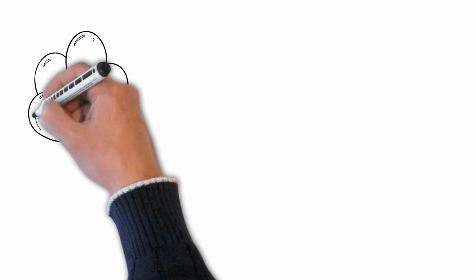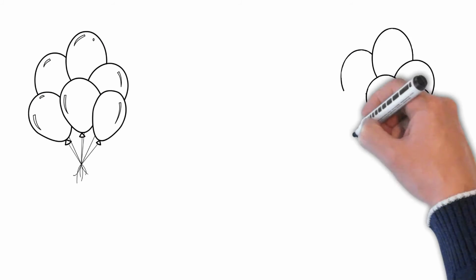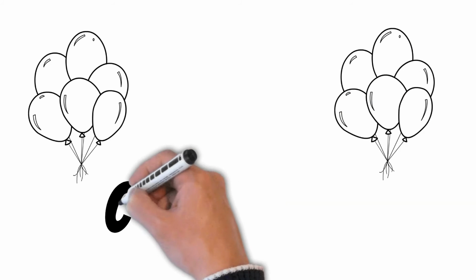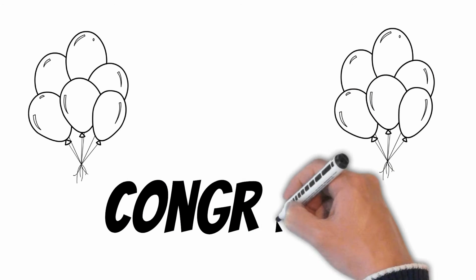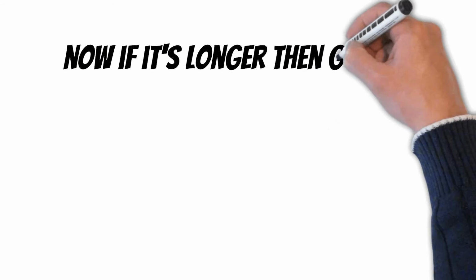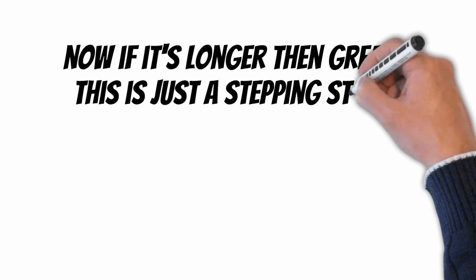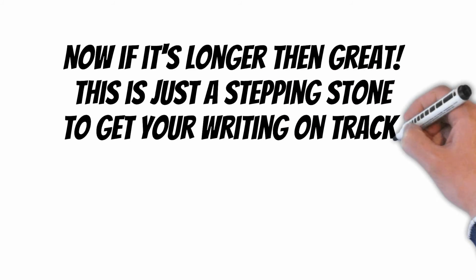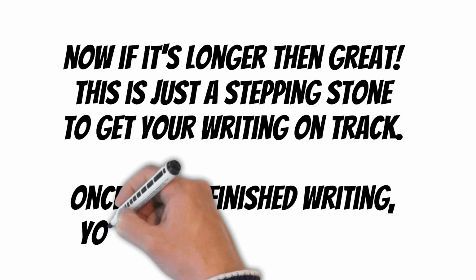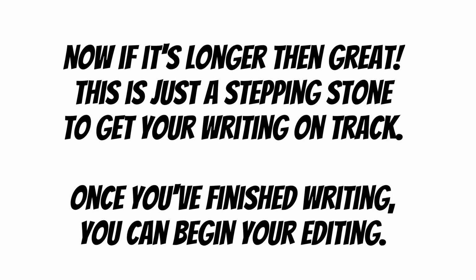Now that your first draft is done, you go back and start editing things. You can go back and figure out dialogue, edit it, make sure that dialogue is true to that person. Now remember, this is only a stepping stone. So if you want it to be longer, then you can continue writing more than the 90 pages. But this is just to get you on track so you can get your writing done and have completed works.